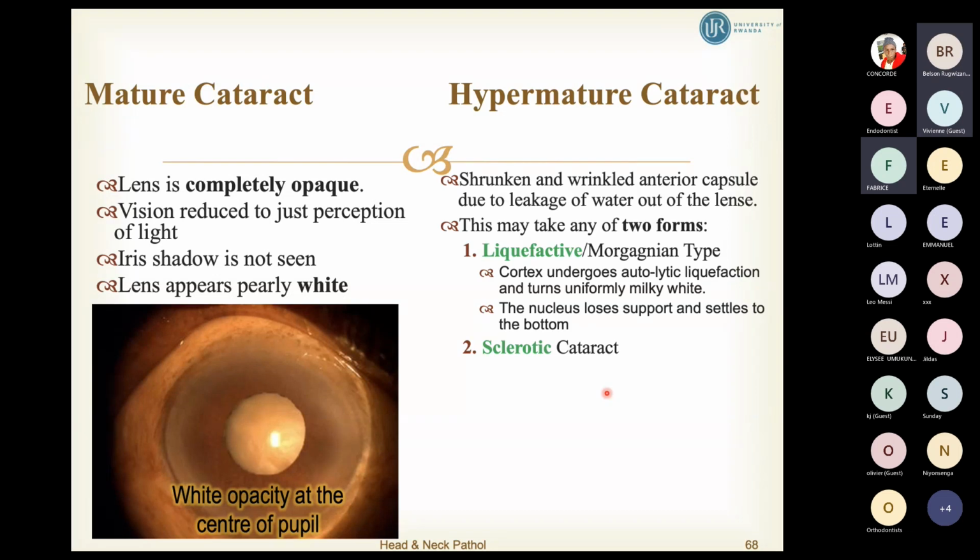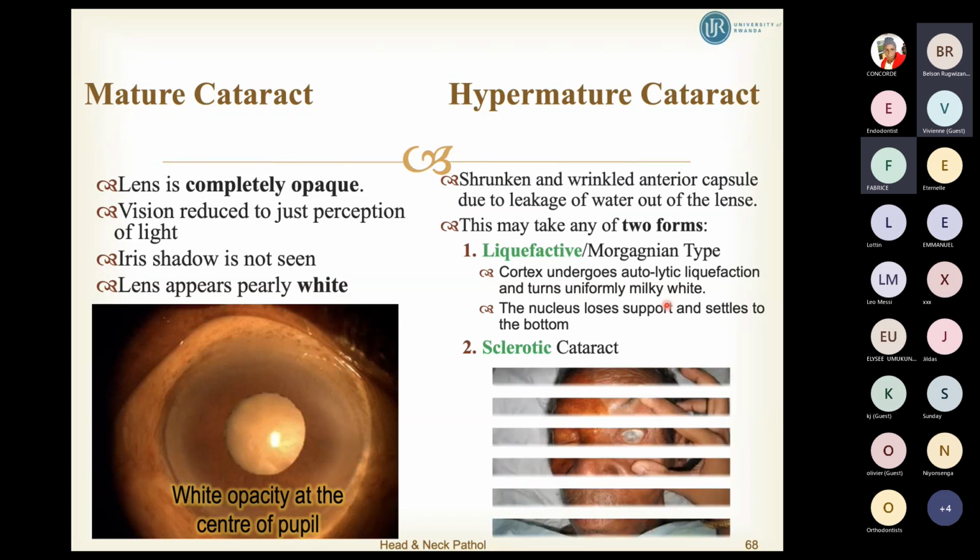So in the hypermature cataract, the cataract will shrink and become wrinkled, and there will be a weak anterior capsule due to leakage of water out of the lens. As I said, it looks like necrotic. It may take two forms. Liquefactive or Morgagnian type, where there is autolytic liquefaction and it turns uniformly milky white. The nucleus loses support and settles to the bottom. This is the nucleus of the lens. Or it can be sclerotic. So in hypermature cataract, you have either liquefactive or sclerotic. Sclerotic means there is fibrosis.